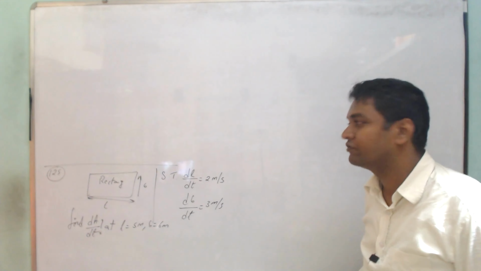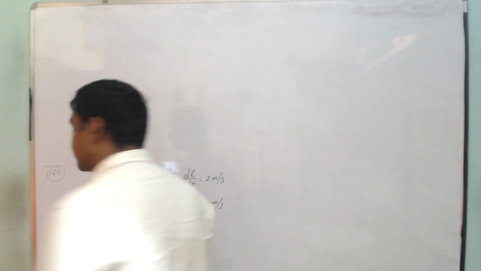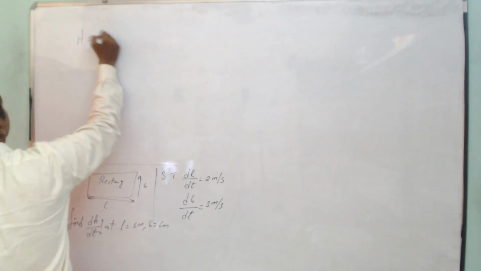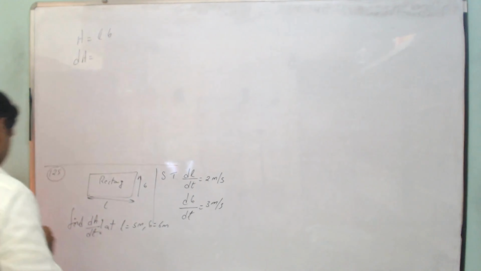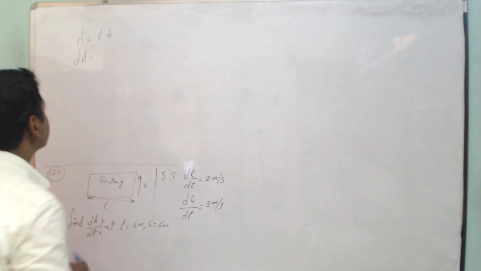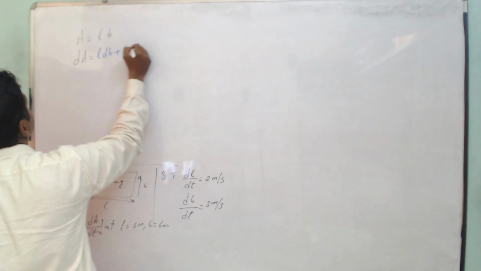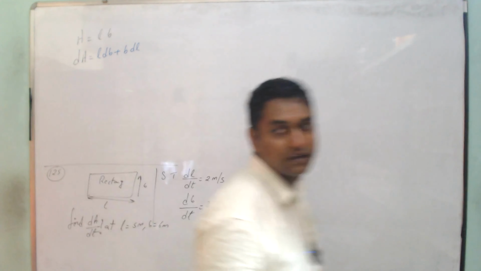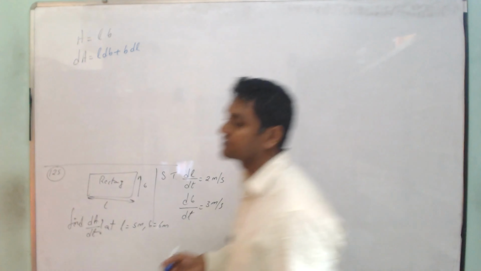Okay, we'll solve it together. You tell me how to do it. What should I write first? Area is length into breadth. What should I do next? Differentiate area. So dA is equal to L dB plus B dL. Product rule. You basically know the product rule.